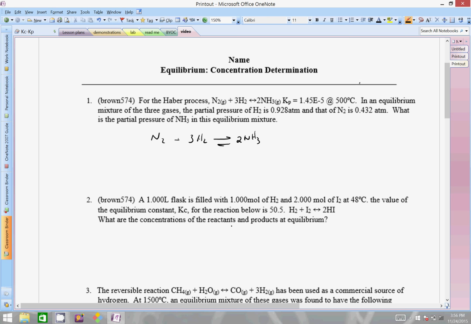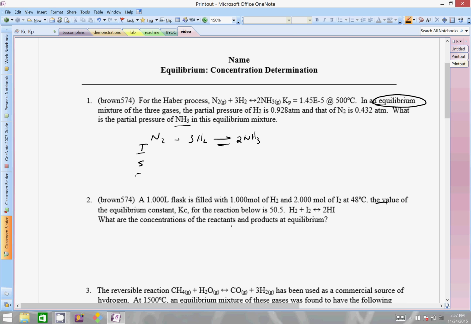One thing about the temperature is that it is required, not necessarily for the problem, but because K is dependent on this temperature, and this temperature depends on that K. So if the temperature changes, so does the K value, and you should be somewhat aware of that. An equilibrium mixture of all three gases, so in an equilibrium mixture, that's important. The partial pressure of H2 is 0.928, N2 is 0.432. What will be the partial pressure of the NH3?